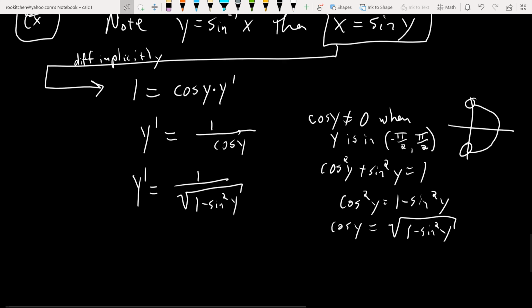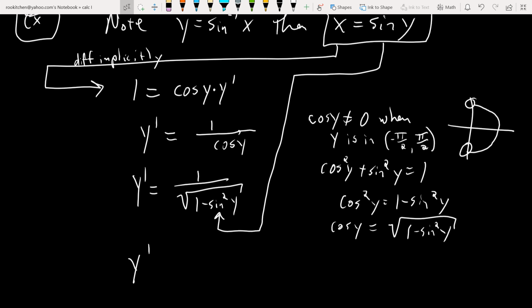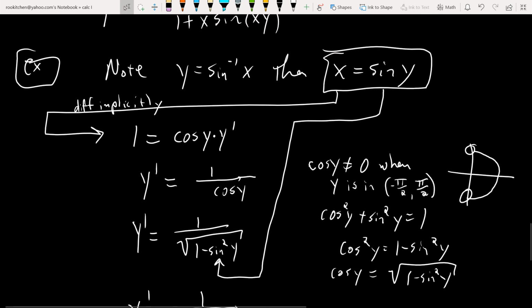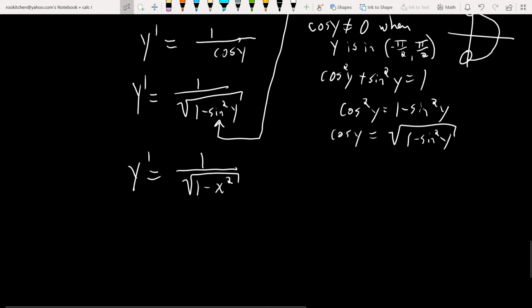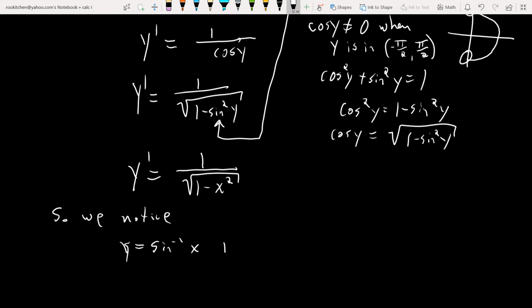Now look, I have that x is equal to sine y. So I can take x and plop it in here and get an algebraic expression for y prime. So this will be 1 over the square root of 1 minus x squared. And that turns out to be the derivative of sine inverse, which is something that we're interested in. Note, originally y was sine inverse of x. Hindsight is 20/20. If y equals sine inverse of x, then y prime is this weird thing, 1 over the square root of 1 minus x squared. That derivative we're going to have memorized.